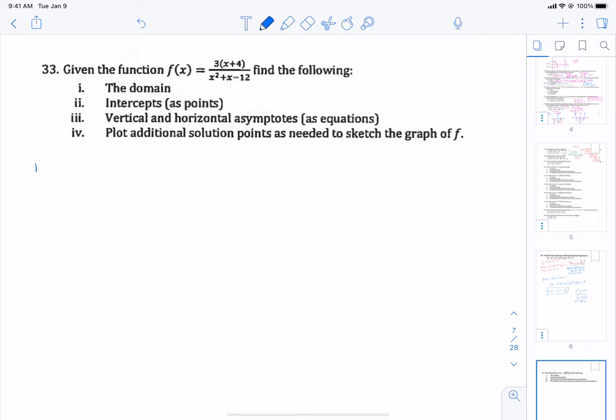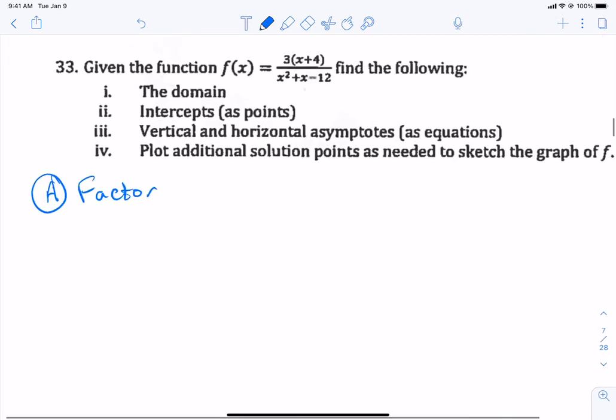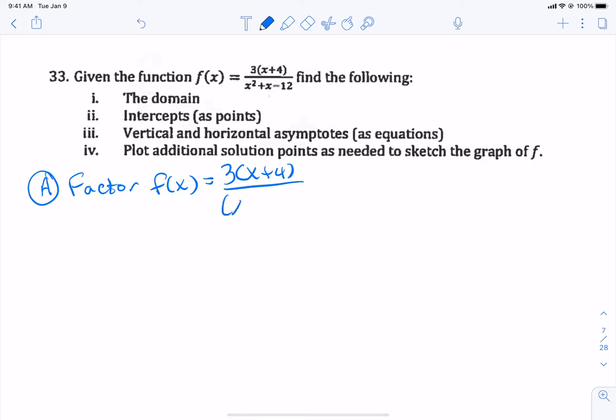The first thing you always want to do is to get it into factored form. So what I noticed here is that the bottom isn't factored, because the bottom can be factored to be x plus 4 and x minus 3. 4 times 3 is the 12. 4 minus 3 is the positive 1 in the middle. Okay, so that's factored form.